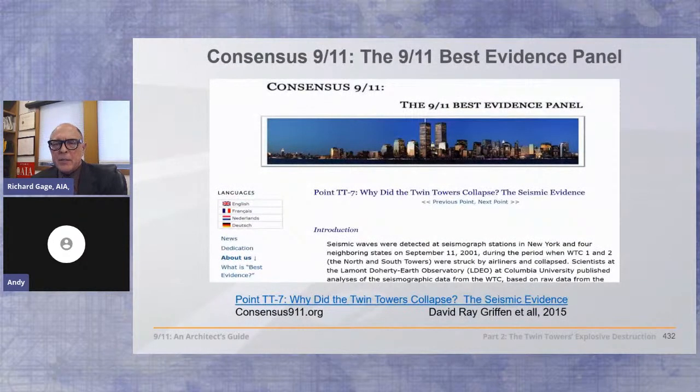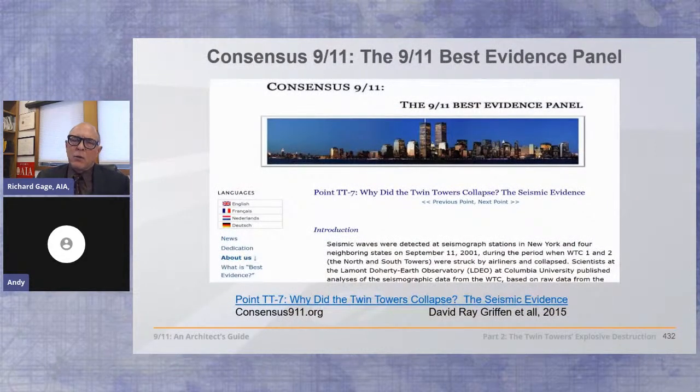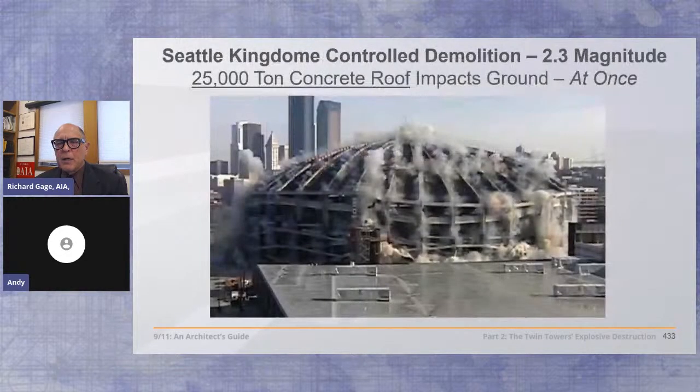So this is all summarized in point TT7 of the Consensus 9/11 panel, the best 9/11 evidence produced by Elizabeth Woodworth and David Ray Griffin in their extraordinary website, consensus911.org, which looks at all the best evidence regarding the 9/11 events.